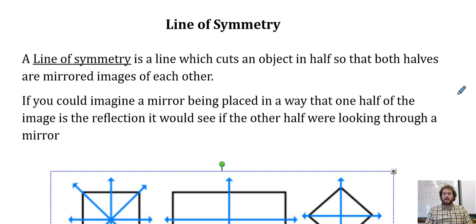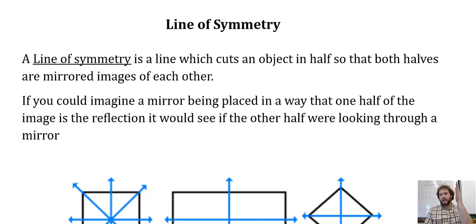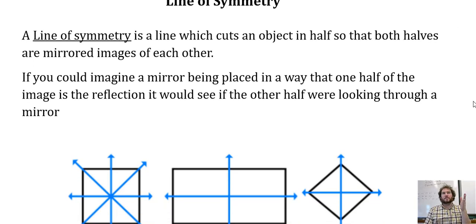So a line of symmetry. A line of symmetry is a line that takes an object and cuts it in half, so that both halves are mirrored images of each other. So if you just imagine, for example, if you took a mirror and you put a mirror right on your face, and someone were to look at that mirror at a certain angle, it would almost look like it was your whole face, where your left side of your face would just be the reflection in that mirror.